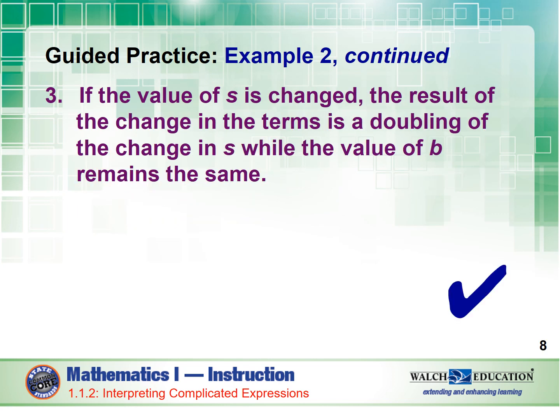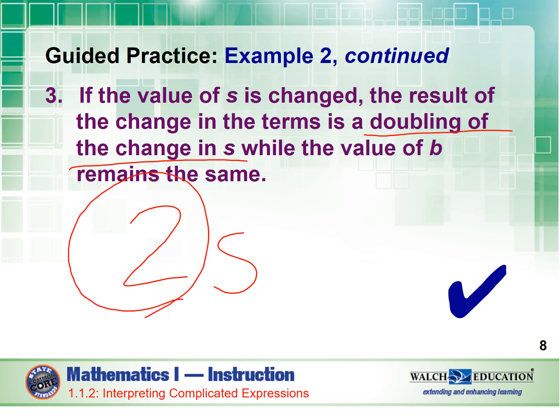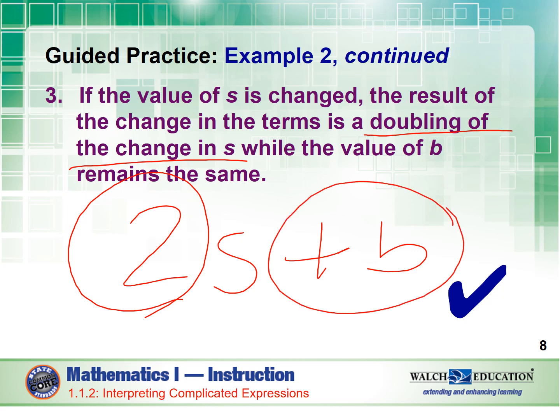If the value of s is changed, the result of the change in the terms is a doubling of the change in s, while b stays the same. So we had 2s. So that's where the doubling of the change in s comes from, the 2, because 2 means doubling. And it was plus b. b is on its own, so b stays the same.